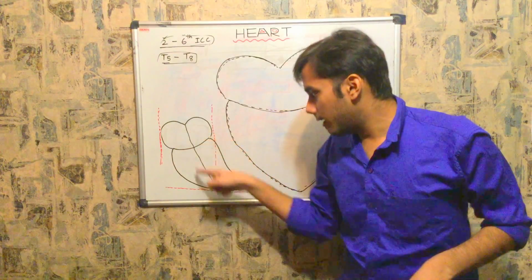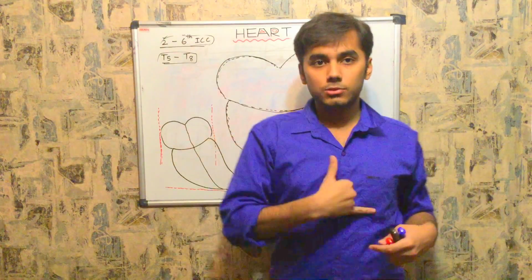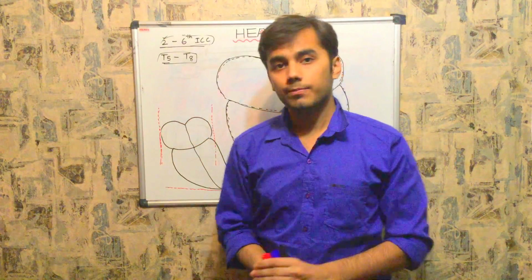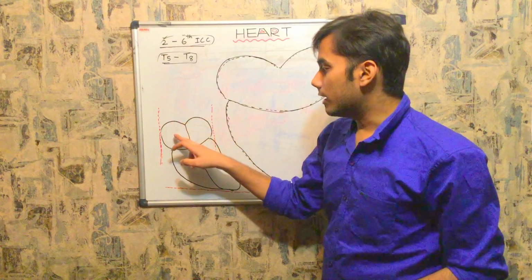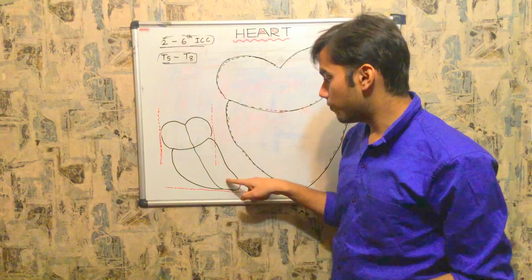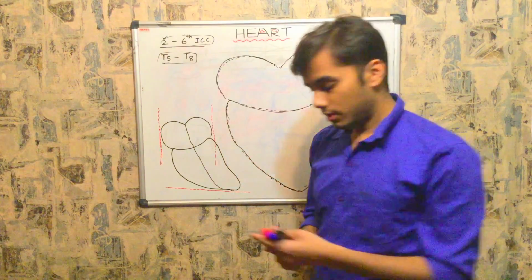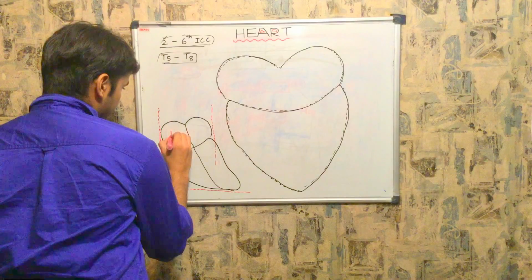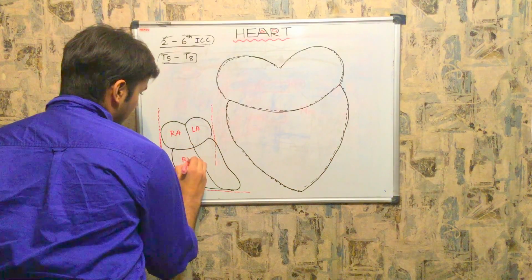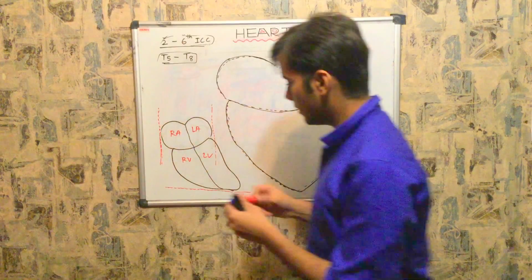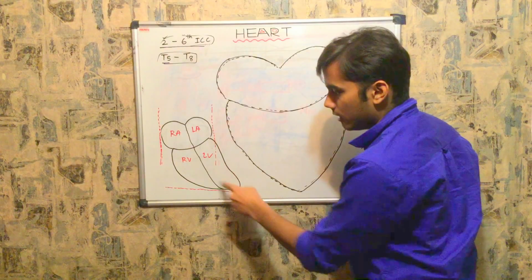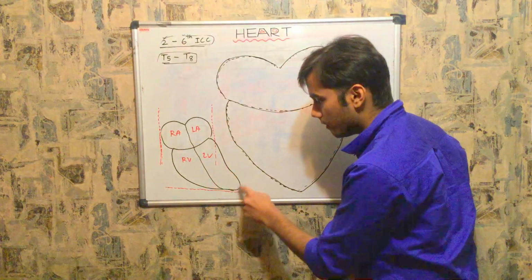The base is pointing upward towards the right. The base is formed by your right atrium as well as your left atrium, whereas the apex is formed by only the left ventricle. This is your right atrium and this is your left atrium. This is your right ventricle, this is your left ventricle. The continuation of the left ventricle forms your apex, not the right ventricle. Your left ventricle itself forms your apex.